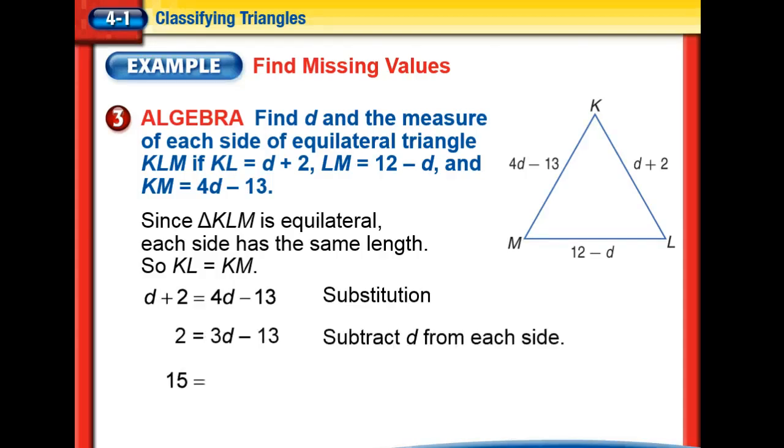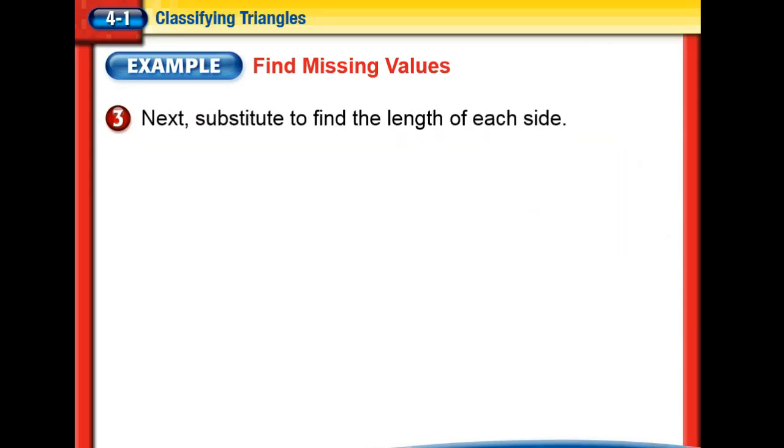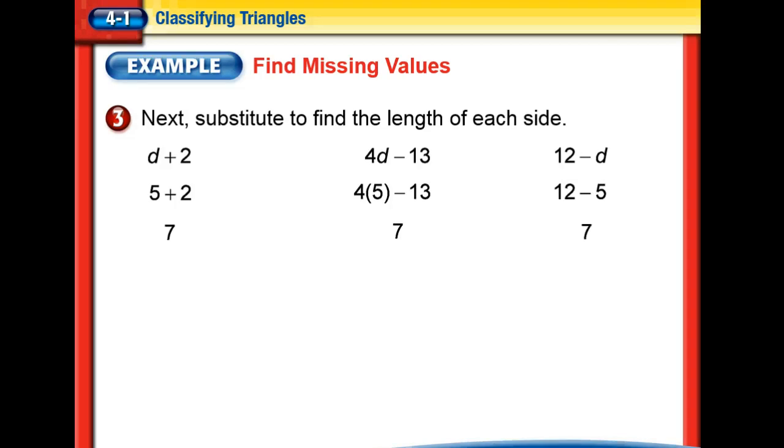Subtract D from each side. Add 13 to each side, and D is 5. Then you just substitute it back in for the 3 sides, and we will find out again it was equilateral, so all 3 sides better come out to 7, and they do.